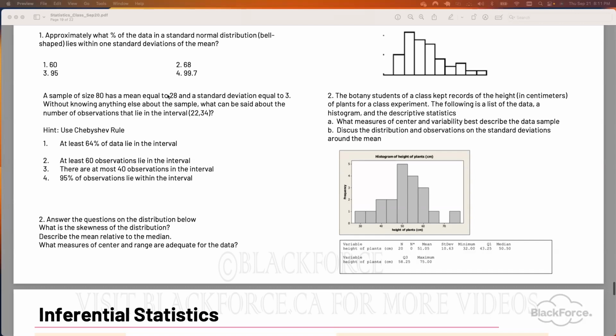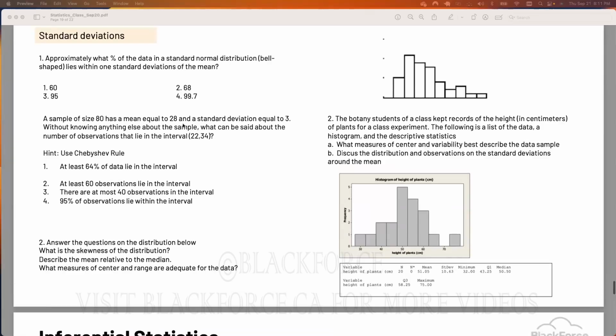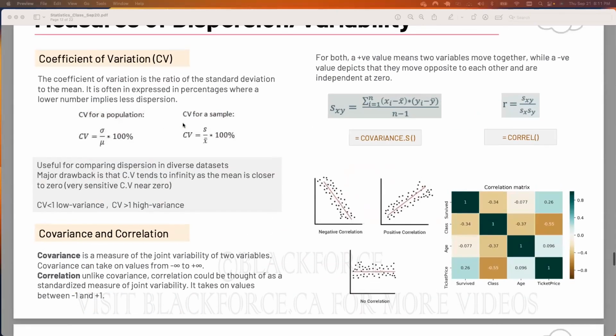Two standard deviations, you add another standard deviation, so minus 3 again. So 25 becomes 22. And another standard deviation on top, so 31 becomes 34. So 22 to 34 is actually plus or minus 2 standard deviations. So in Chebyshev's rule, all we need to do is just plug in k equals 2.